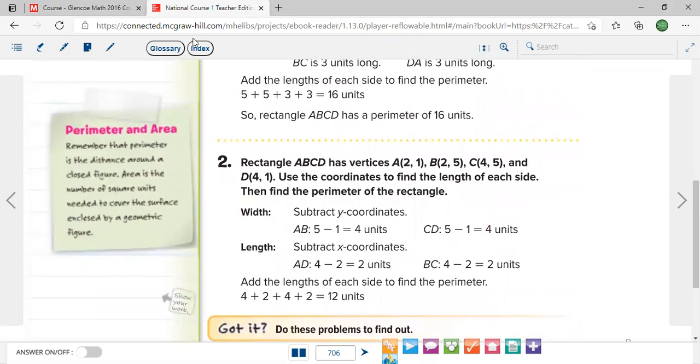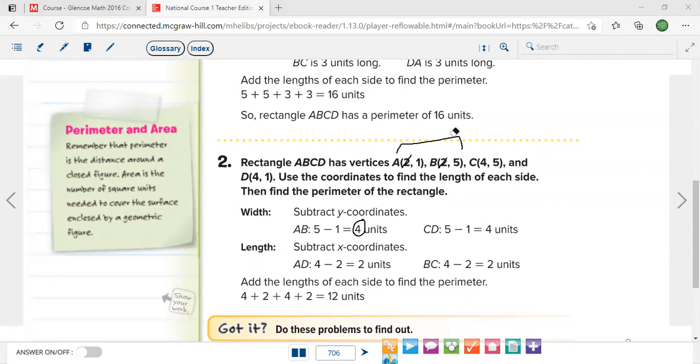If you want to find the perimeter without graphing, how can you? Very easy. Here you want to find the length of AB, for example. You have here 2 and 1, 2 and 1. Forget about the 2 because they are exactly alike. Take the 5 and 1. 5 minus 1 will give you 4 units. So AB is 4 units.